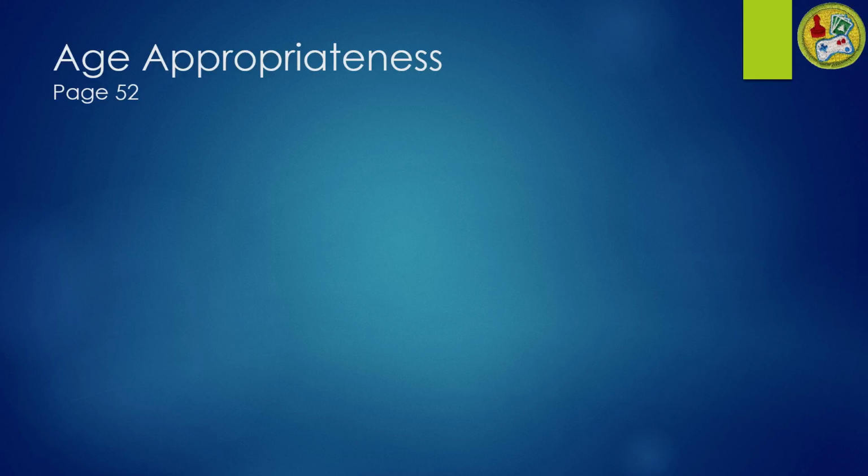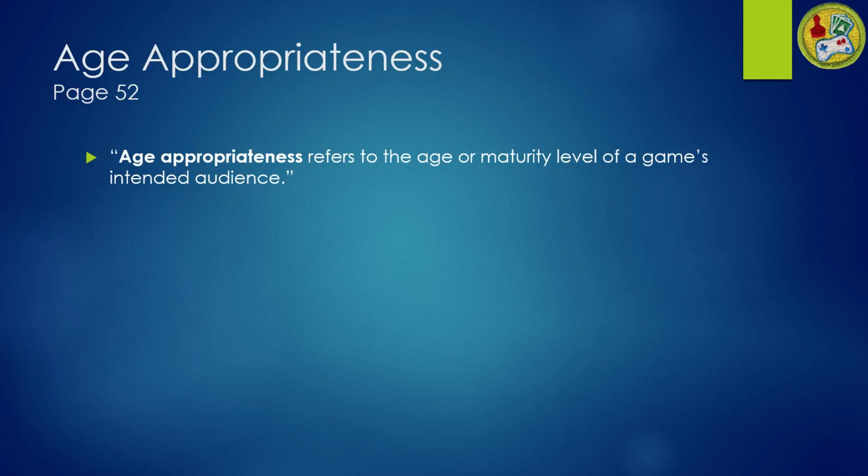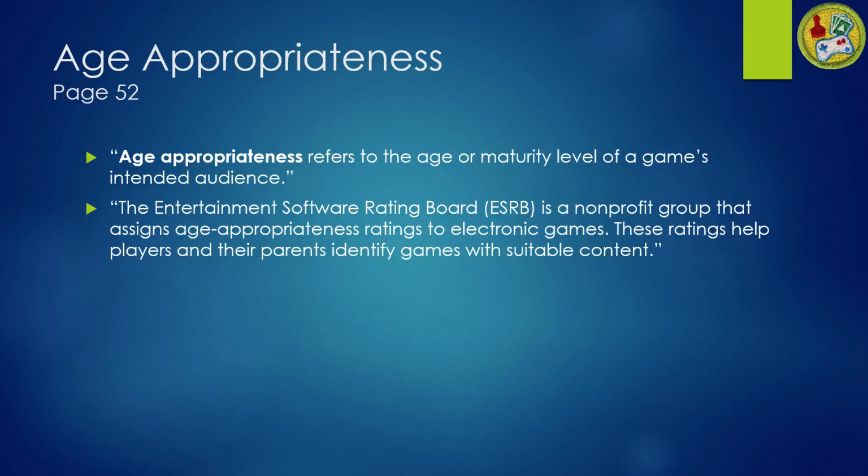Alright, time for age appropriateness. This is found on page 52. Age appropriateness refers to the age or maturity level of a game's intended audience. There is a section on the side of the page stating the Entertainment Software Rating Board, or ESRB, is a nonprofit group that assigns age appropriateness ratings to electronic games. These ratings help players and their parents identify games with suitable content.